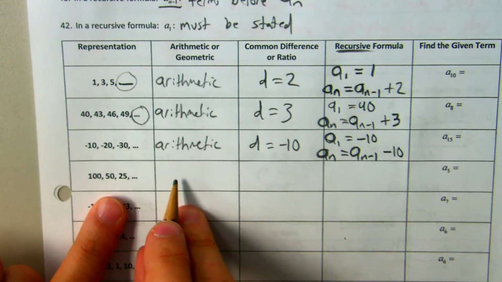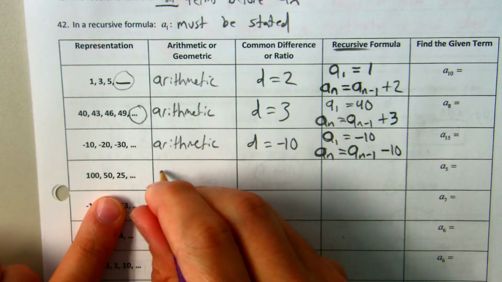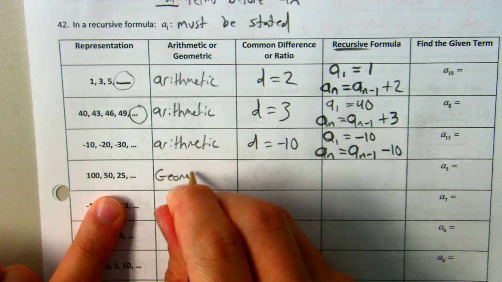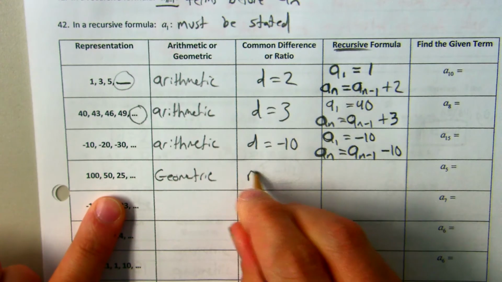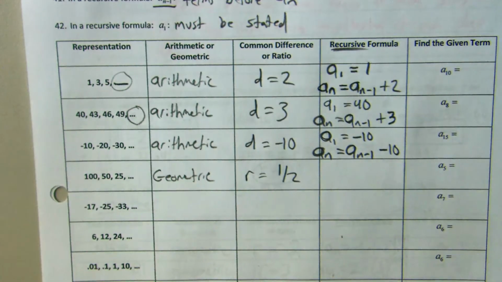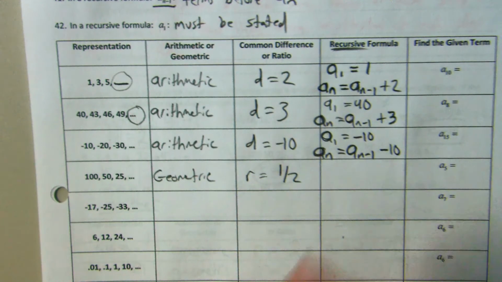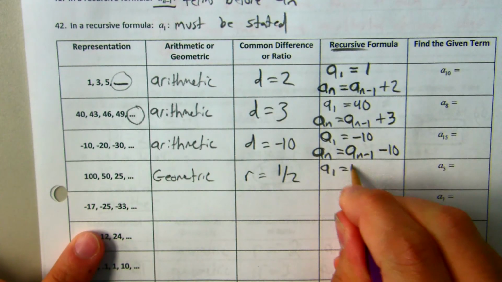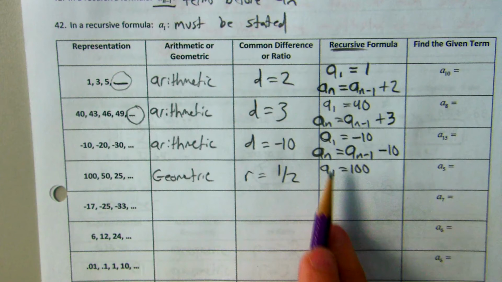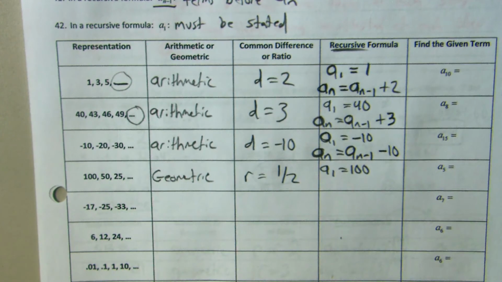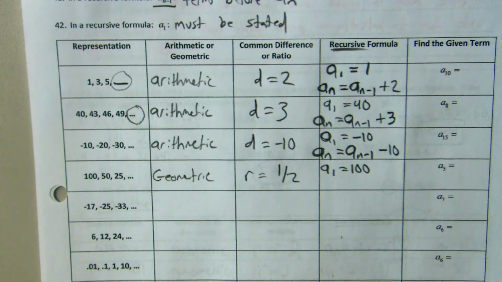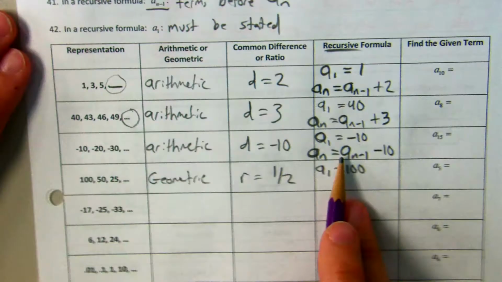Let's look at how that works out for geometry. The next one's geometric, and it's multiplying by half each time. So you would still start off by saying the first term is 100, because if you only put the second line, nobody knows what the sequence is. No one knows where it starts. This only describes how to move forward.